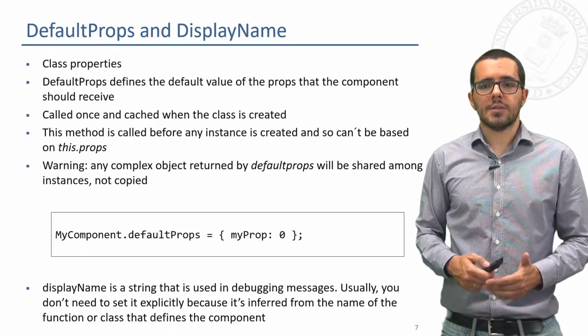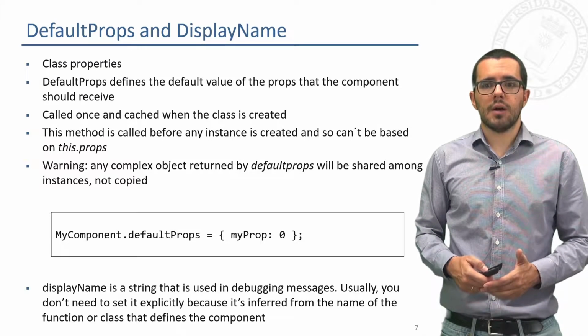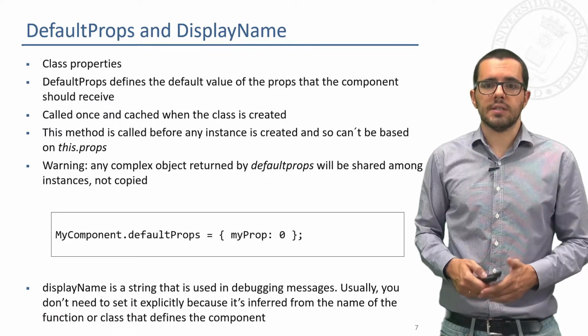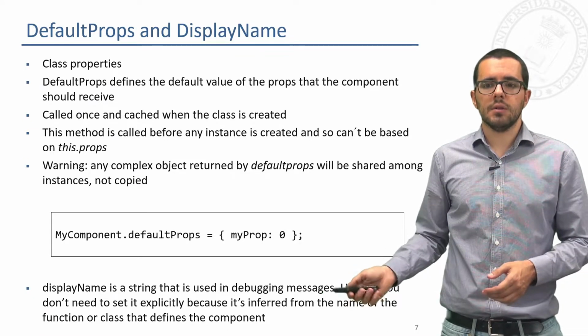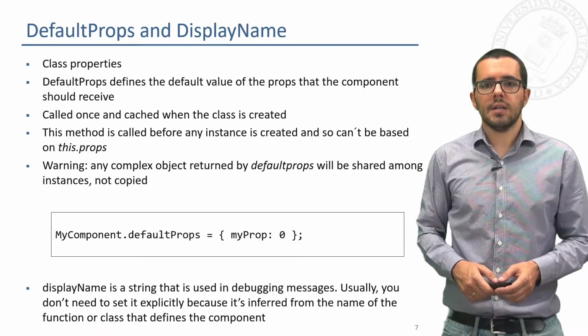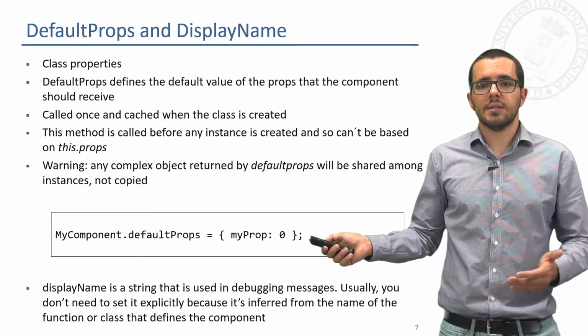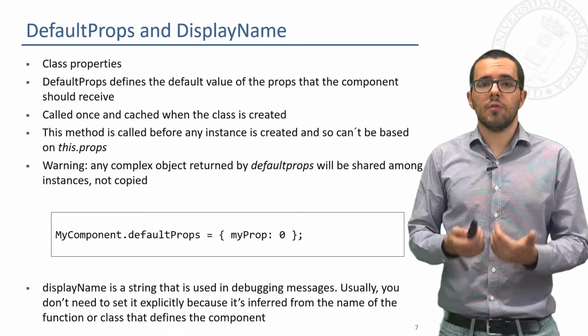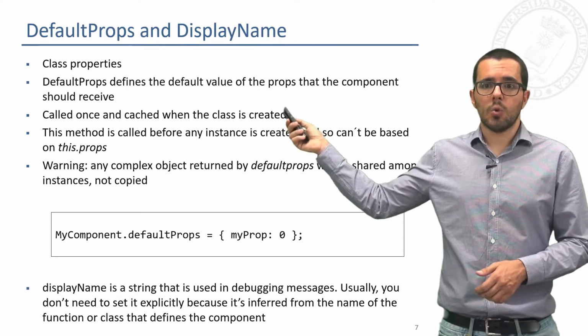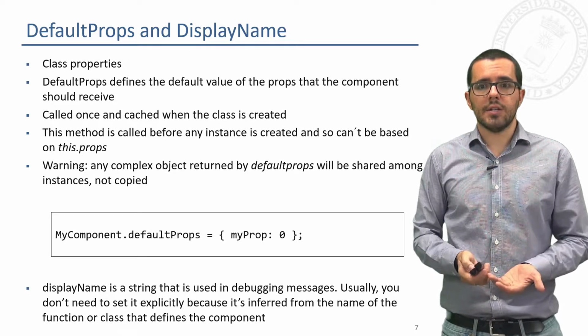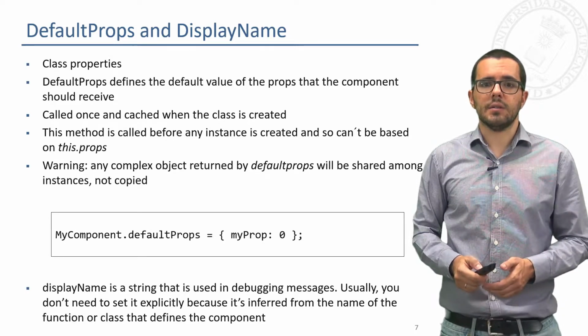Default props and display name. Well, default props and display name are class properties. Display name is not very used, it's just for debugging messages, and default props is an object that contains the default props of this class. It is called once and cached when the class is created.